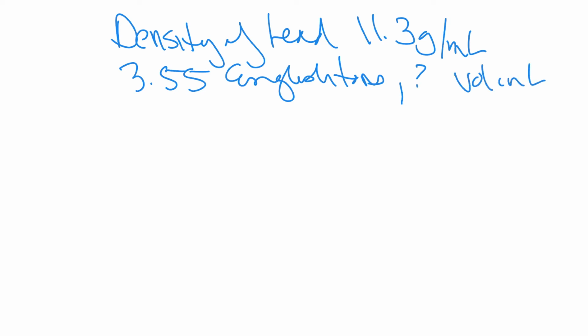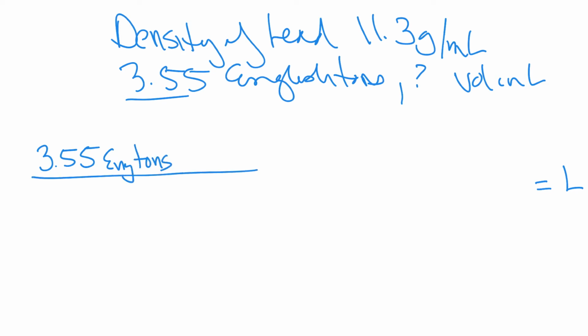Okay, so this is where I have to use my factor labeling skills, all right? I want a single unit. I want liters. So guys, if you want a single unit, you start with a single unit. And the single unit I'm going to start with is the one I'm given in the problem, 3.55 English tons, okay? Now, I am going to use this density, but not until I get this English tons converted to grams. Then I can use that density, and I'll show you how I'm going to do that.